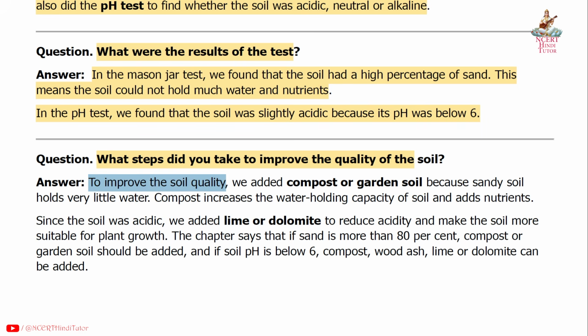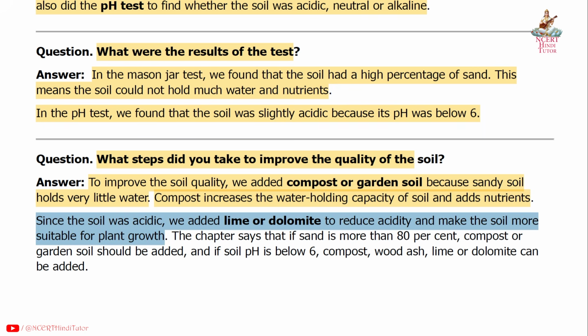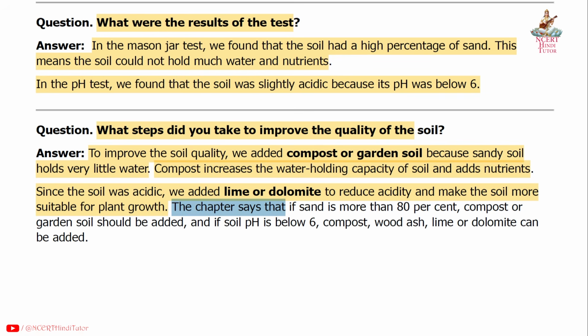Answer. To improve the soil quality, we added compost or garden soil because sandy soil holds very little water. Compost increases the water holding capacity of soil and adds nutrients. Since the soil was acidic, we added lime or dolomite to reduce acidity and make the soil more suitable for plant growth. The chapter says that if sand is more than 80%, compost or garden soil should be added, and if soil pH is below 6, compost, wood ash, lime, or dolomite can be added.